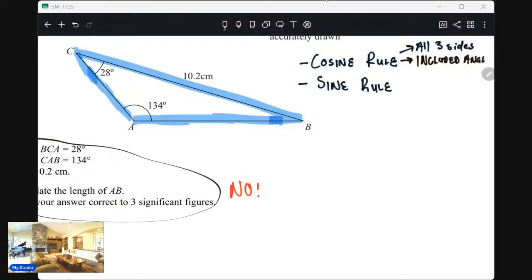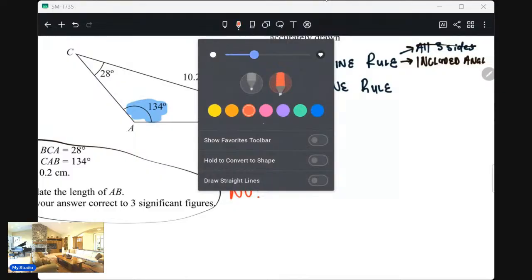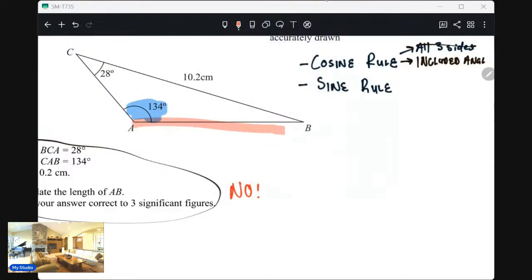So this one is out. Does it have an included angle? Let's look at the angles. This angle 28, is it included? For it to be included, we must know the 2 sides that make it, right? This one we know it's 10.2, but this one we don't know. So 28 is not included. Let's look at 134. It's totally not included because we don't even know one side. We must know both sides that make it, right?